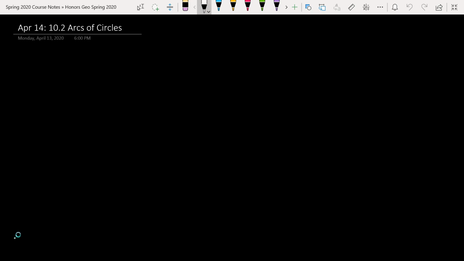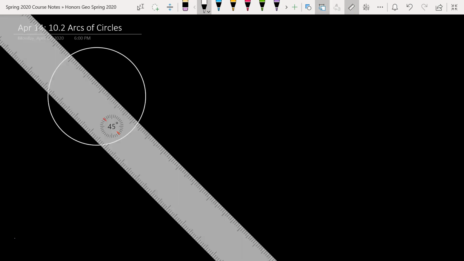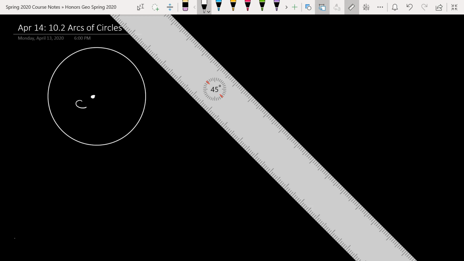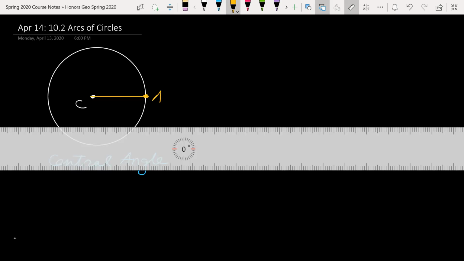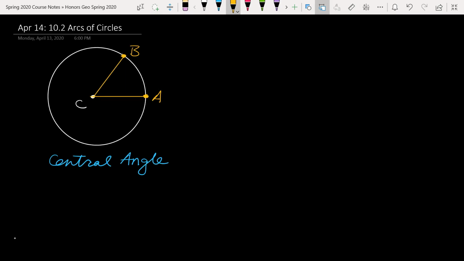They can get confusing because they have different ways of being measured. And whenever we create an arc, we actually create two arcs. So a couple preliminary definitions here. If we have circle C, that is, the center of the circle is C, then I can create what's called a central angle of circle C by using two radii. So with ACB, I have a central angle.